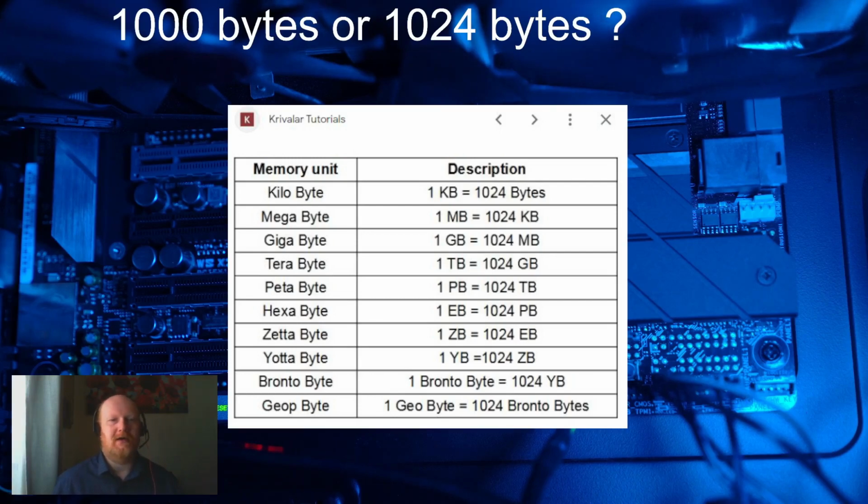So basically, a kilobyte is 1,024 bytes. A megabyte is 1,024 kilobytes. A gigabyte is 1,024 megabytes. One terabyte is 1,024 gigabytes. One petabyte, it exists, more than terabytes, is 1,024 terabytes. One exabyte is 1,024 petabytes. One zettabyte is 1,024 exabytes. One yottabyte is 1,024 zettabytes. One brontobyte exists also, something like that. A brontobyte is 1,024 yottabytes.